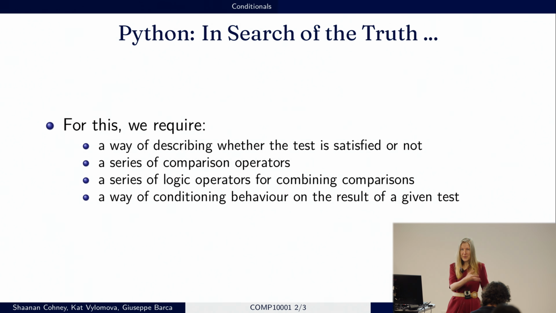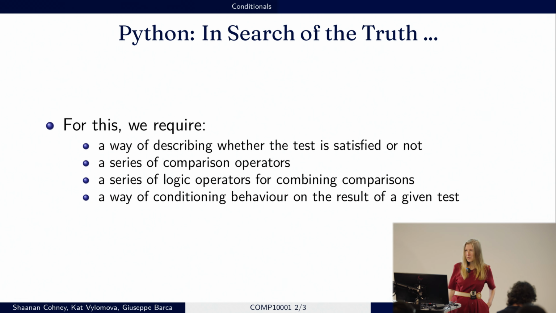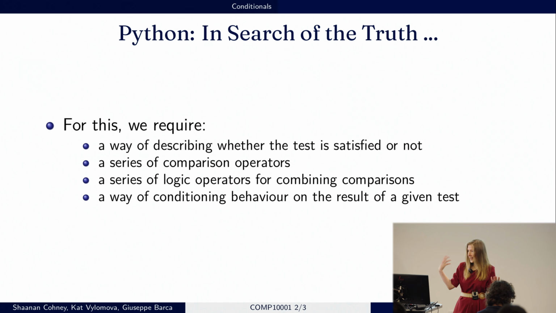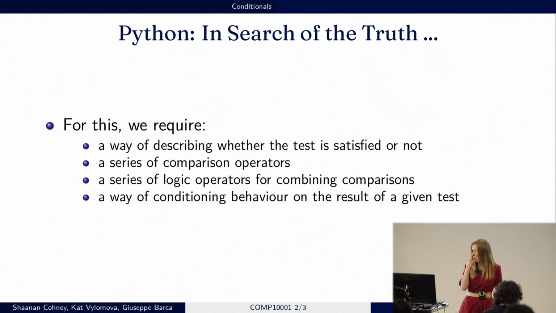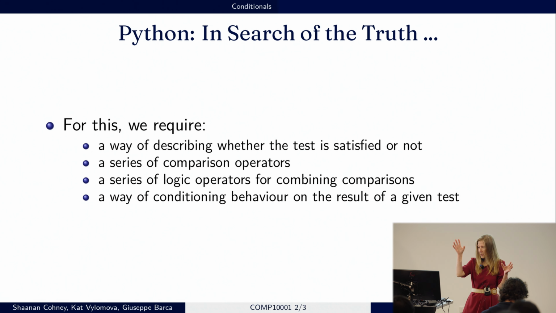So now, how do we represent this logic in programming languages, and what do we use conditionals for? As we saw, we need conditionals to describe whether a test is satisfied or not, whether, for instance, two numbers are equal to each other or not. We also use comparison operators for that, greater than or equal, etc. And when we have multiple conditions that need to be satisfied, we need to combine them somehow. For that, we use logic operators, such as and, or, and not.